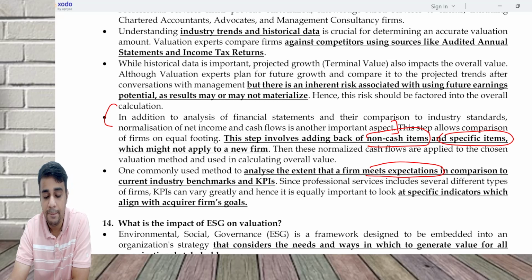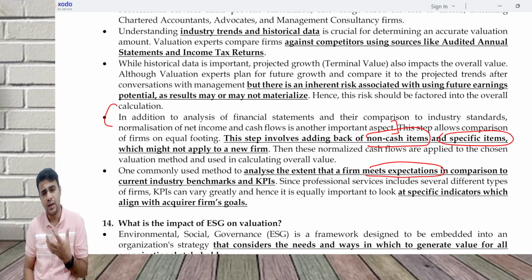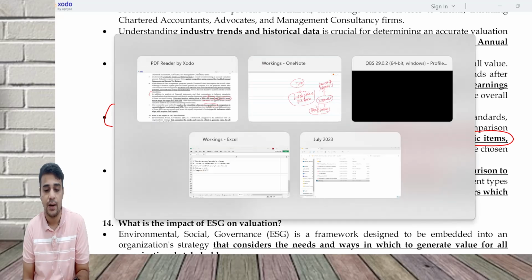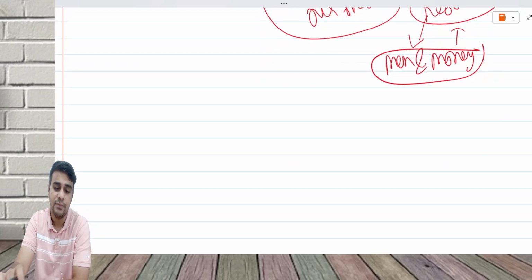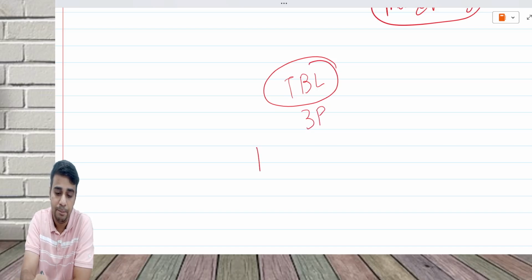The last question is the impact of ESG on valuation. ESG is a framework which is significantly growing in the marketplace. There's a lot of focus on ESG. ESG is the environmental, social and governance framework. It is in fact similar to what you learn in SEMP, called TBL, triple bottom line, otherwise called 3P: people, planet and profit.